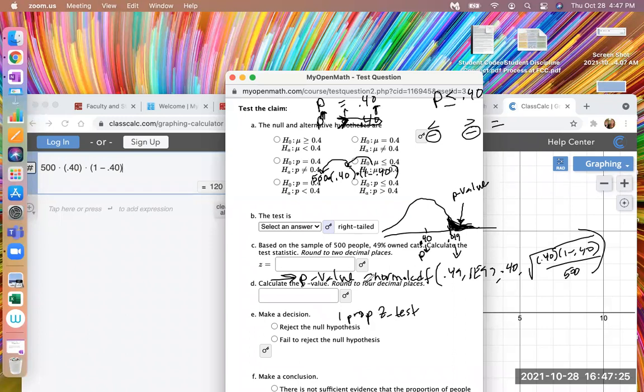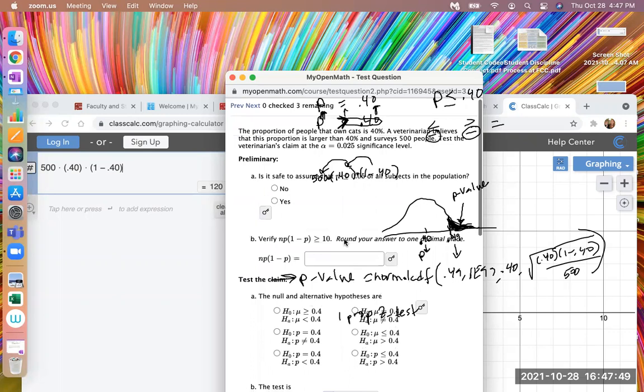So I was just explaining that, I was actually drawing this picture, and this is important because you are going to have to draw a picture like this on the actual test. And you want to be able to draw the p-value and explain what this p-value is, what the numbers on the x-axis are, and everything like that. In this problem, let me scroll up. It says the proportion of people that own cats is 40%. A veterinarian believes the proportion is actually larger than 40% and surveys 500 people.